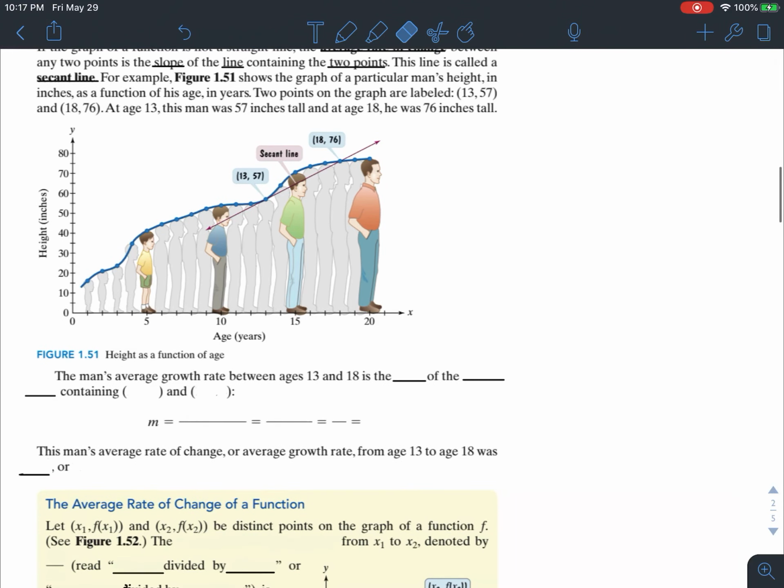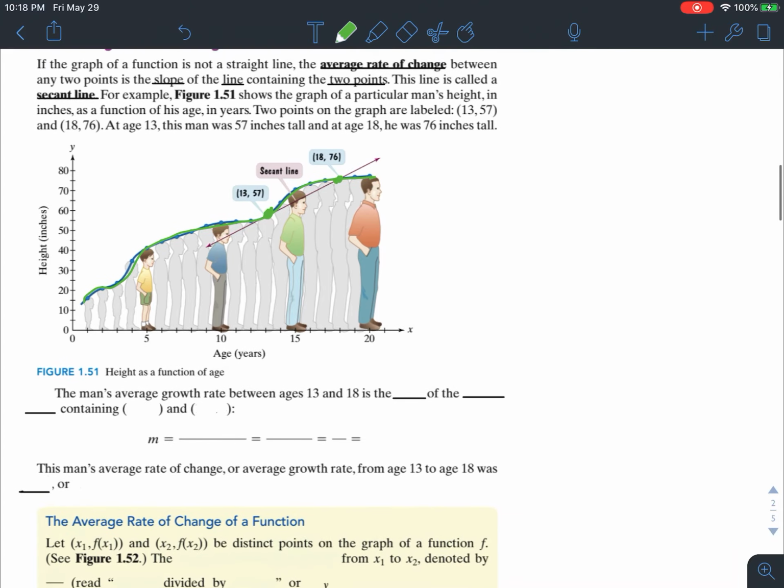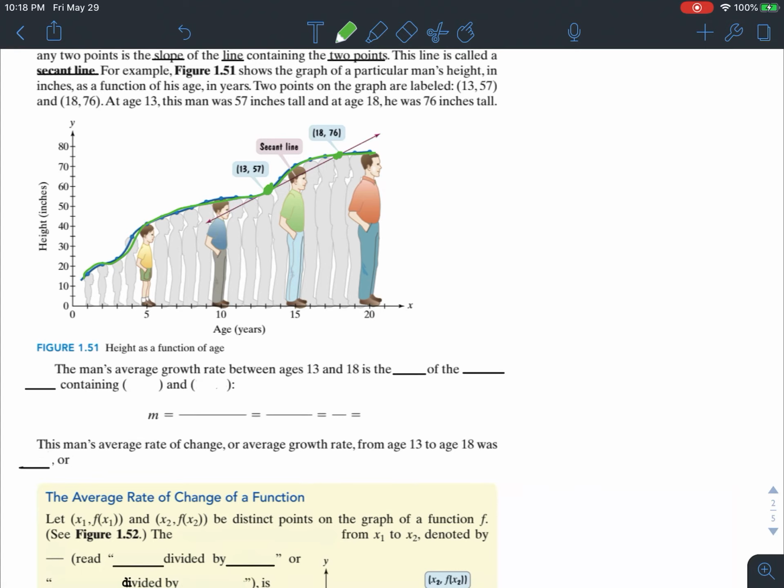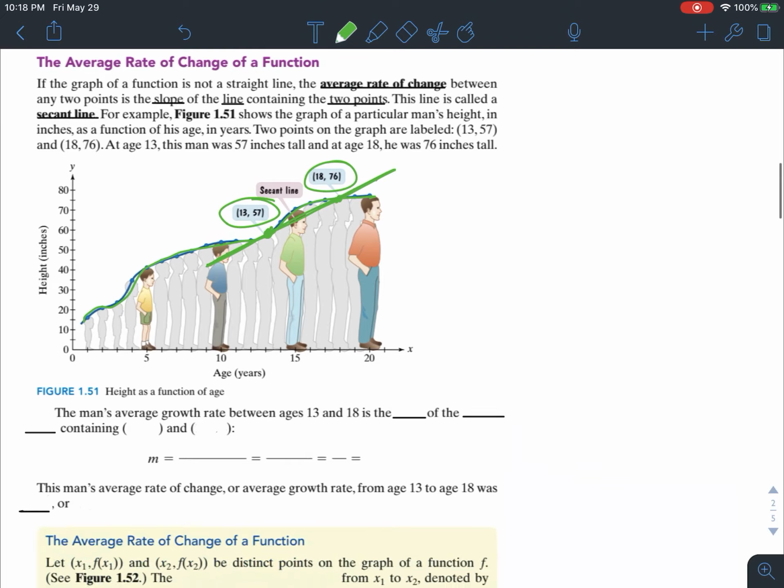So here's an example of a curved function, but we want to find the average rate of change between year 13 and year 18. Is that right? 13, 18? Yeah. So when this guy was 13, he was 57 inches tall, and when he was 18, he was 76 inches tall. So it's not a straight line, but one way to describe his rate of change in growth in height would be with a straight line. So that line that you draw through those 2 points, that's called a secant line.